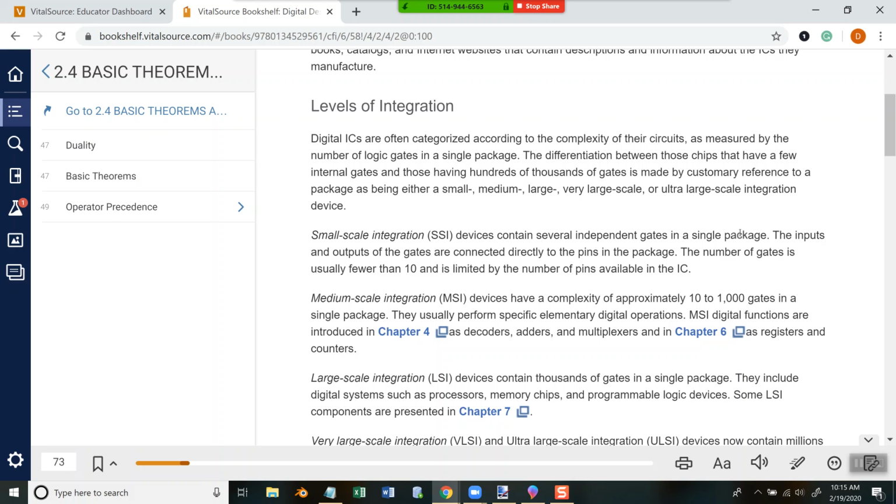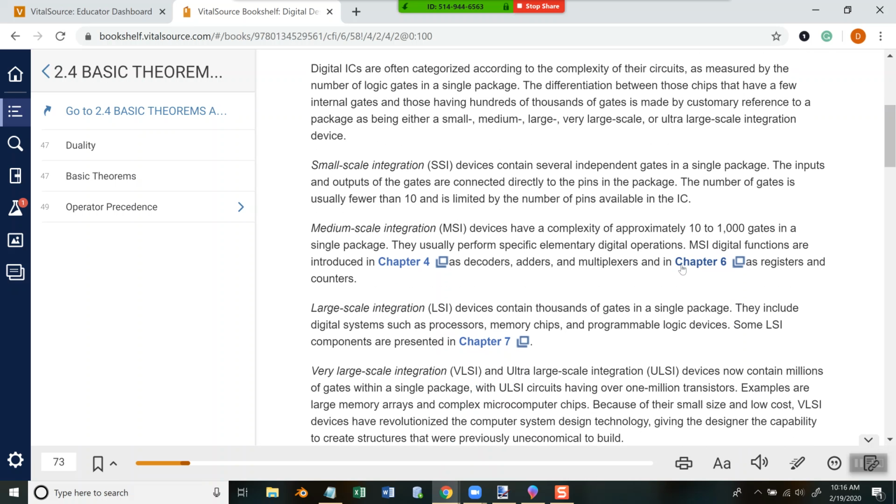You've got different types of categories. They're categorized according to the complexity of the circuit. You've got small scale integration, SSI. Devices contain several independent gates in a single package. Inputs and outputs of these gates are connected directly to pins in the package. The number of gates is usually less than 10, limited by the number of pins available in an IC. You've got medium scale integration, MSI.